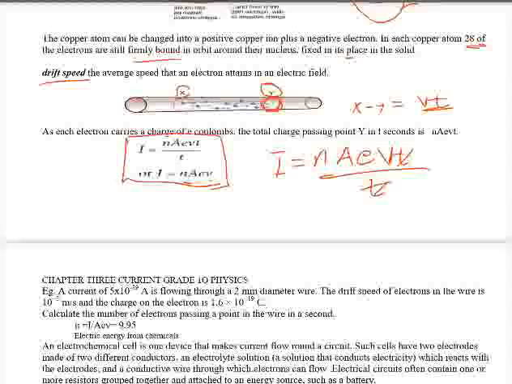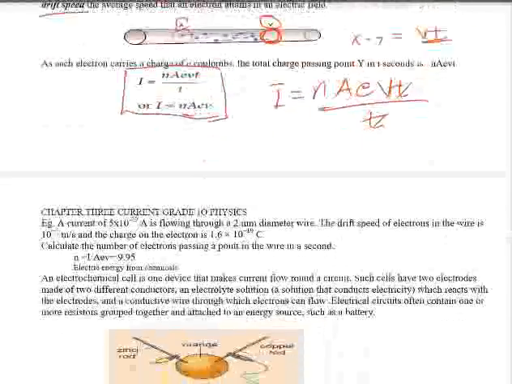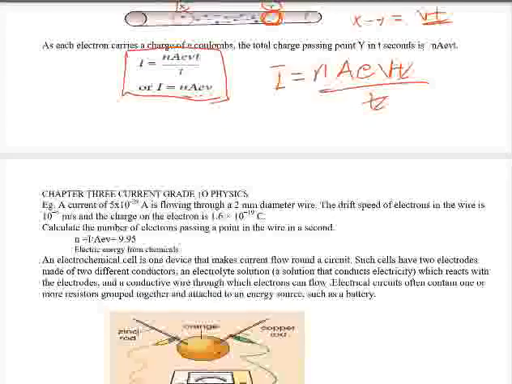As you see from the equation, when the area is larger, the current becomes larger. That means if the wire is thicker, the current that's flowing through the wire is also greater. Okay, let us take one example.